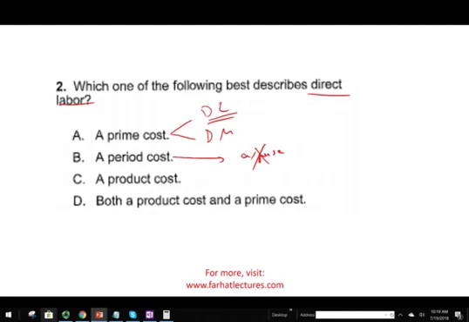Direct labor, to be more specific, is a product cost. Product cost means what? It's a cost that is inventory, that's treated as an asset, that gets added to our product. So it's an asset until it's sold. Therefore, direct labor is a product cost, but also direct labor is part of the prime cost. Both a product cost and a prime cost. So the answer is yes. Direct labor is part of the prime cost and definitely a product cost. Therefore, the answer is D, as in David.